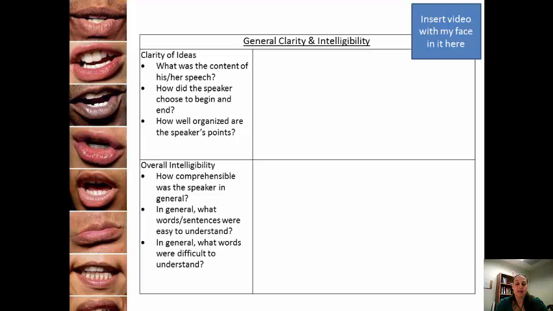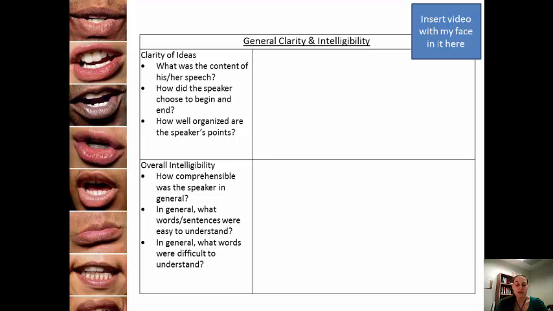You might want to summarize what she has to say. How did the speaker choose to begin and end? Just notice how she gets into the topic, what she says at first, how she ends, and also her organization of points as she goes through. So what did she actually talk about and in which order? And include your evaluations on those points.